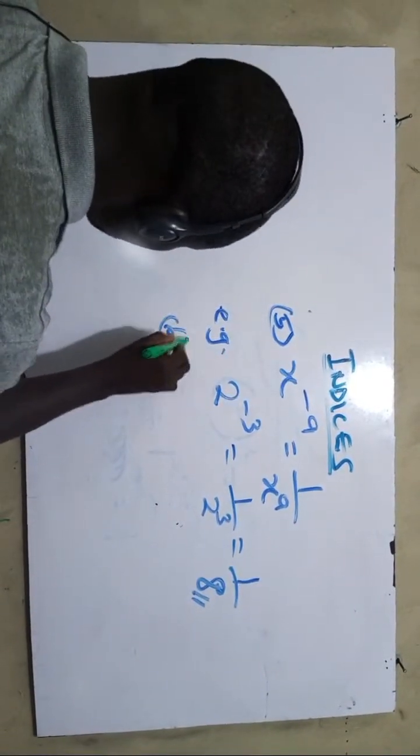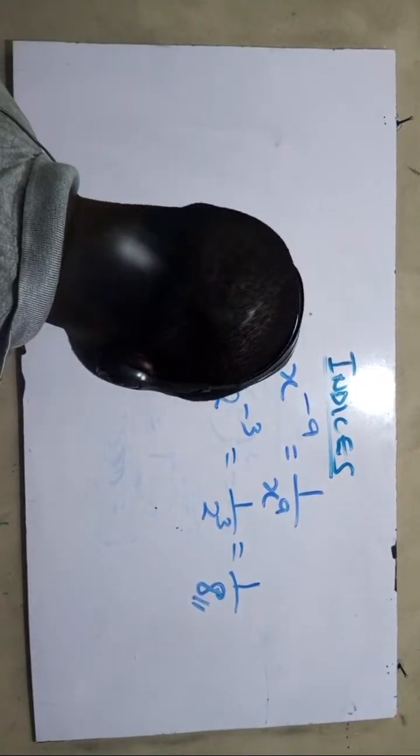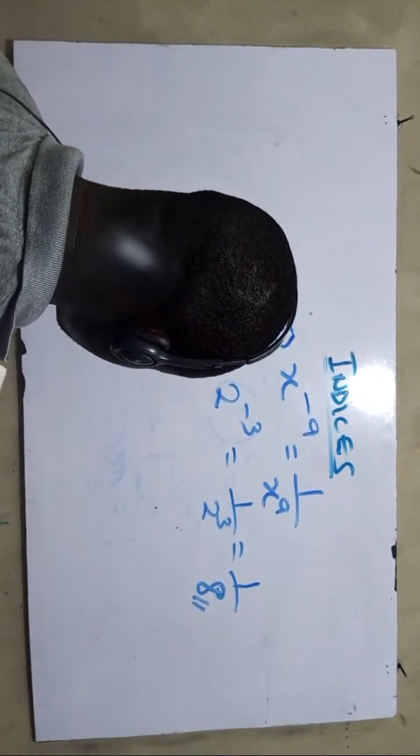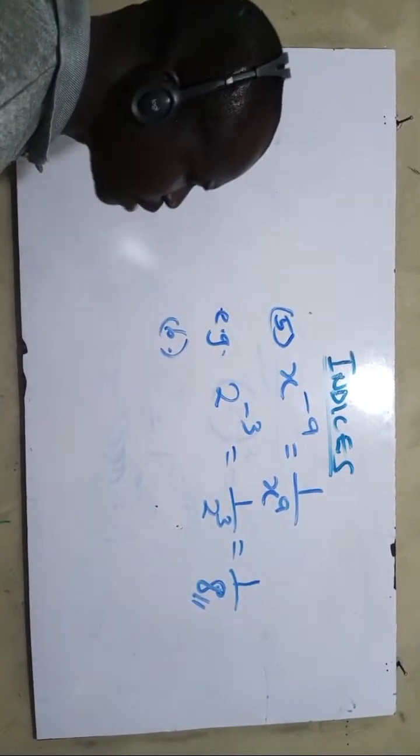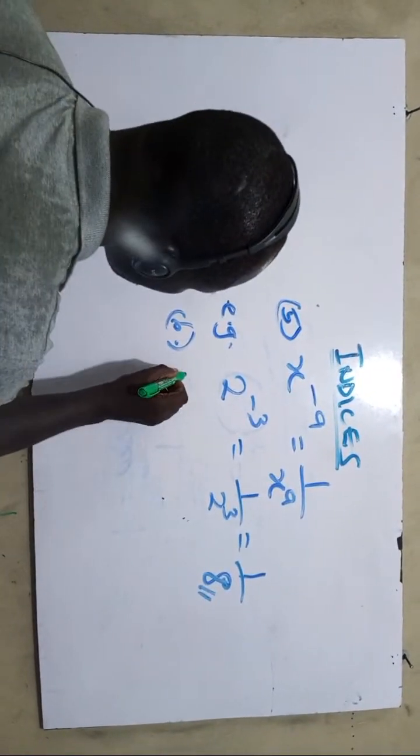So then the sixth law that we talked about yesterday is talking about when you have either square root, cube root, fourth root, and what have you.